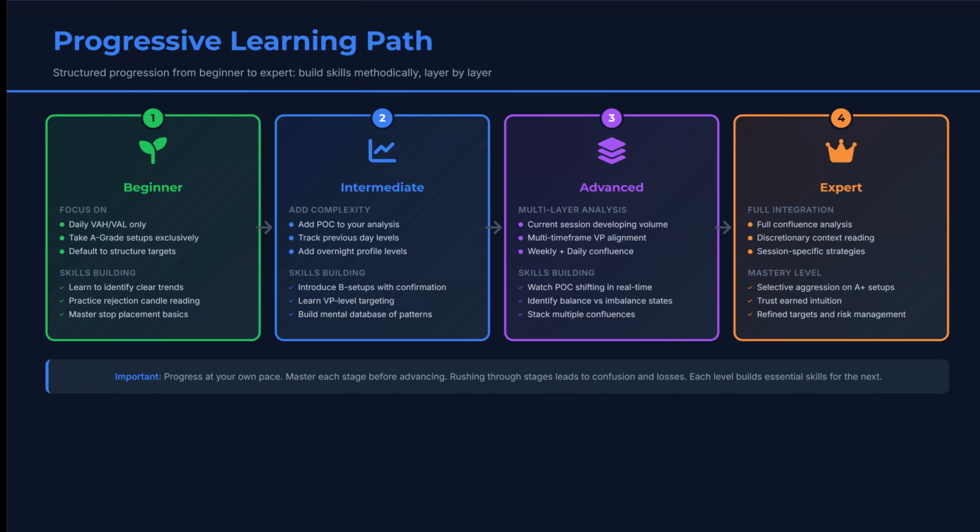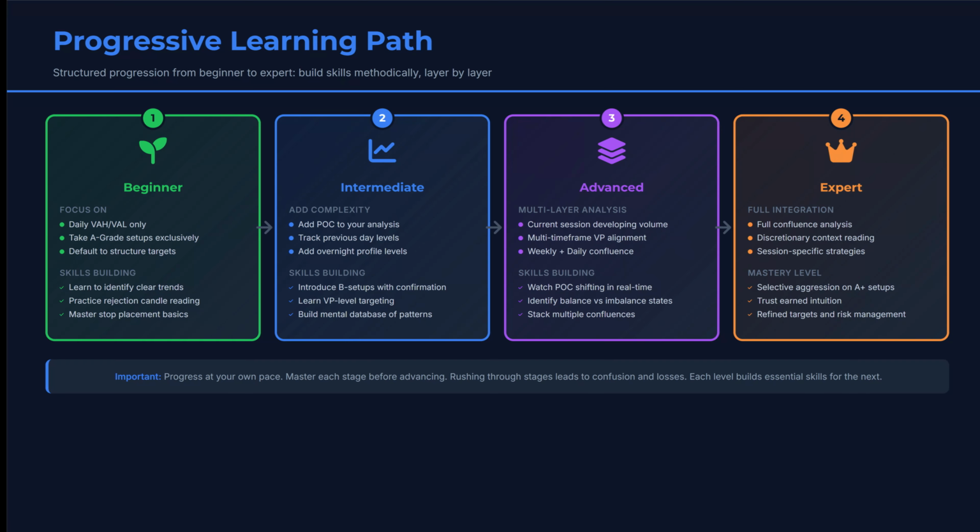Stage 2, Intermediate. Now you add complexity. Add POC to your analysis. You're now tracking 3 levels from the previous day: VAH, VAL, and POC. Track previous day levels systematically. Mark them on your chart every morning before the session opens.